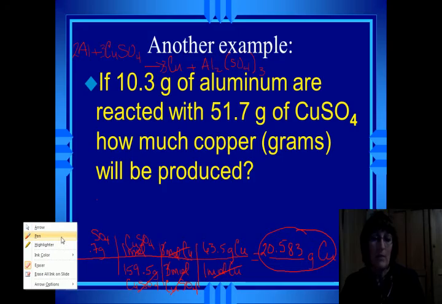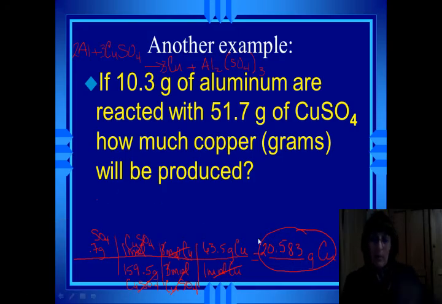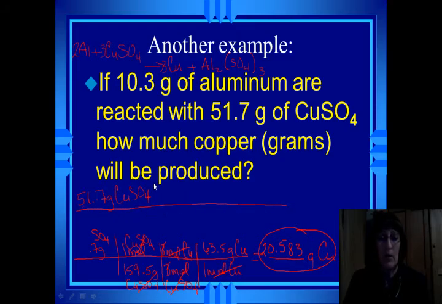Okay, so I'm going to go back to the 10. Now, I know that I'm going to make this 20.583 grams of copper. How much of that unlimiting reagent, how much of that aluminum is going to be left over? Well, I'm going to start off with my copper sulfate because I know I'm going to use it all up. So I have 51.7 grams of the CuSO4. And I'm going to start this kind of like the one on the bottom, 159.5 grams of CuSO4 for every 1 mole. So now I've changed it to moles. Again, you can't do anything unless you've got it in mole form. You can't change from one substance to another except in mole form.